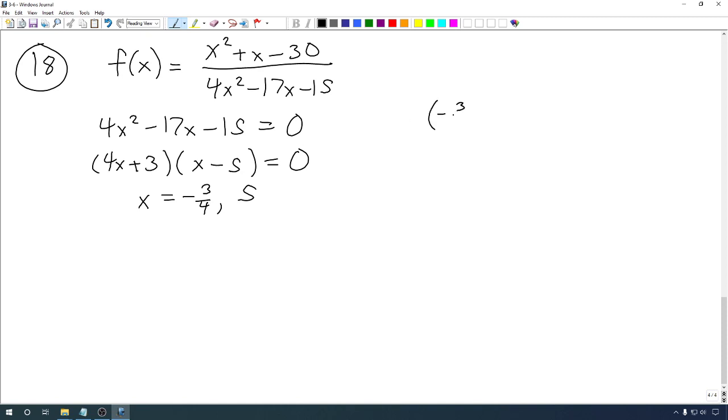If I plug negative 3/4 into there, we have negative 3/4 squared plus a negative 3/4 minus a 30. Now, it doesn't really look like it should come out to be 0. In fact, it comes out to be, what, negative 483 over 16. But the point is that it's not 0. So we definitely do have a vertical asymptote at x equals negative 3/4.